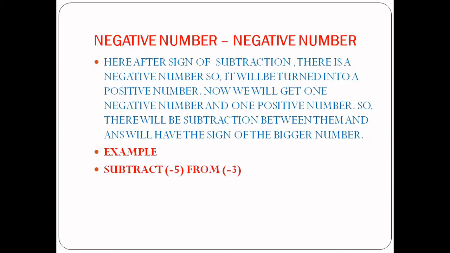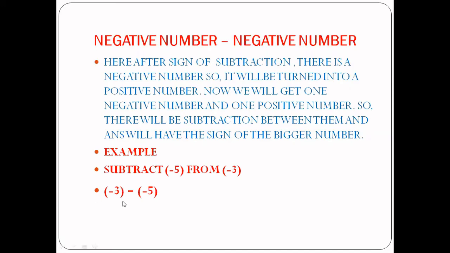So here we have to subtract negative 5 from negative 3. As you can see, both the numbers are negative. 5 is also negative and 3 is also negative. We need to do the subtraction between them. But as we know, here we are going to subtract negative 5 from negative 3. So we'll write like this, negative 3 minus negative 5.